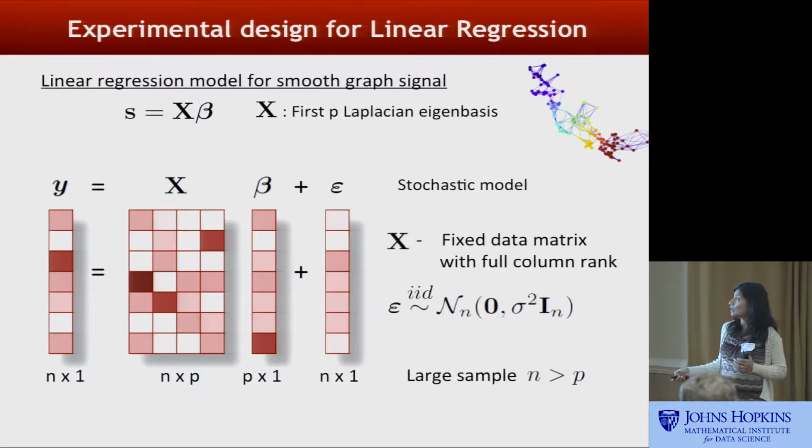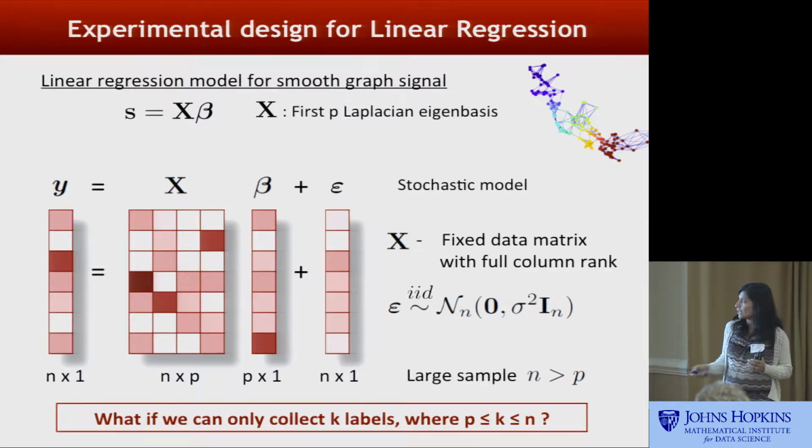And the question is, we actually don't have access to all of these y's. We have a budget on how many y's can be measured. So what if I can only collect k labels? You can think of the y as labels. And there are n possible labels. But I'm telling you, you can only collect k of those. Then which ones should we collect to learn this regression model the best?